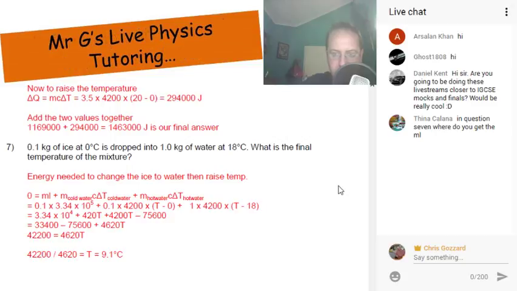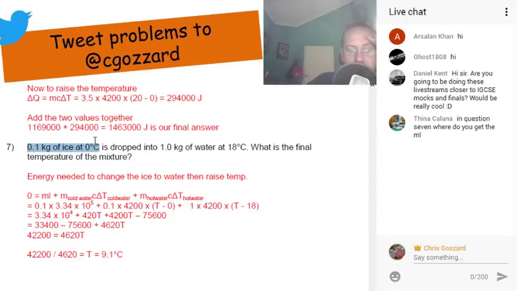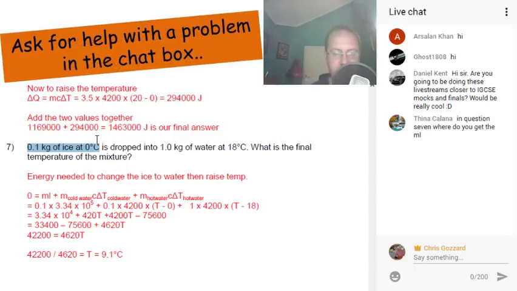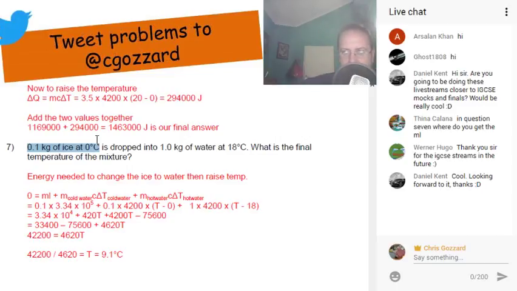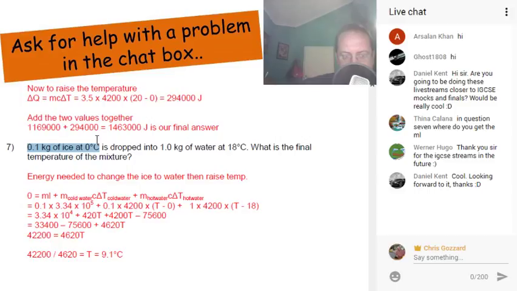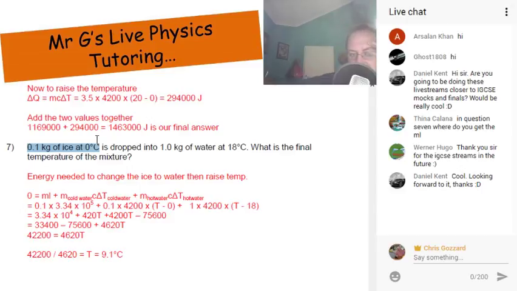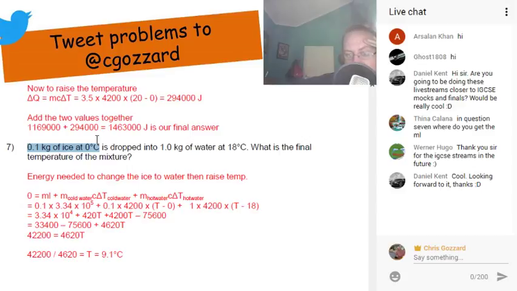Hi Tina. Okay, in question 7, where do you get the ml? Do you see here you've got 0.1 kilograms of ice? Well, what you need to do is convert the ice into water. So we need to use, sorry, not the specific heat capacity, the latent heat of fusion of ice to convert the mass of the ice into water. There we go.